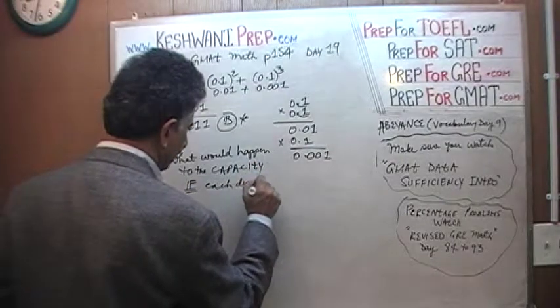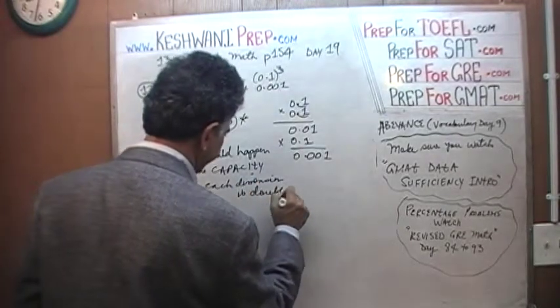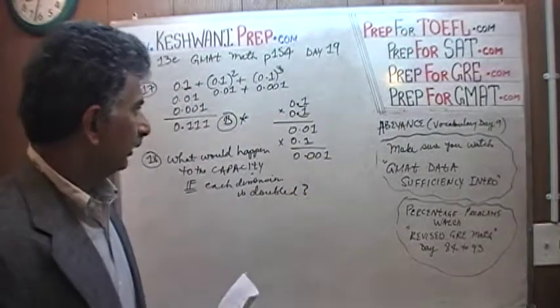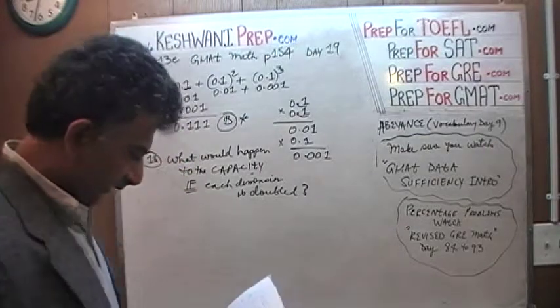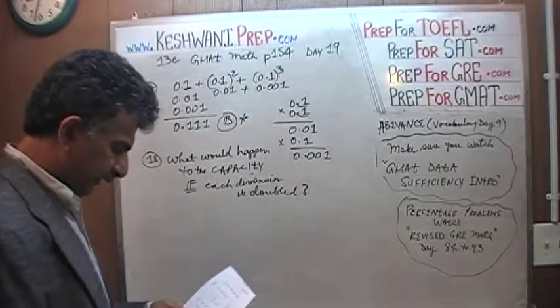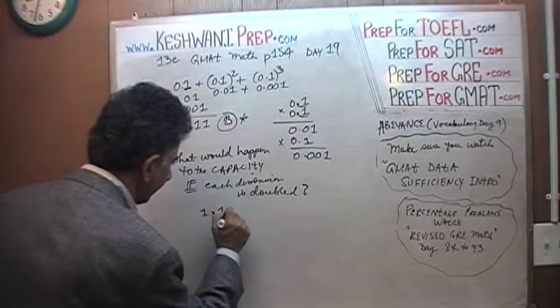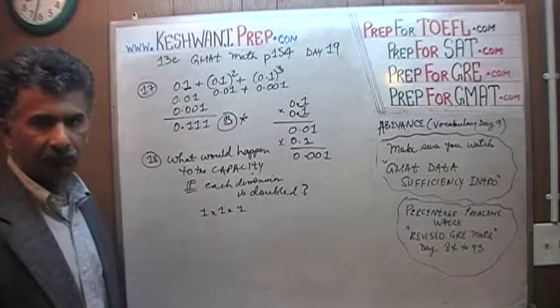each dimension is doubled. The question is, if you double each dimension, do you double the capacity? Is that what happens? Let's find out, shall we? Let's start out with something simple. Let's pretend that we have something which is 1 by 1 by 1. We have a box which is 1 foot wide, 1 foot long, and 1 foot deep.